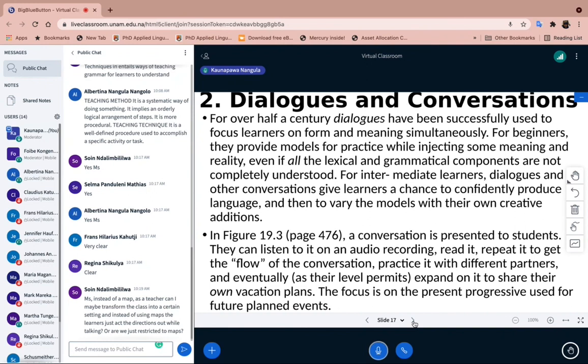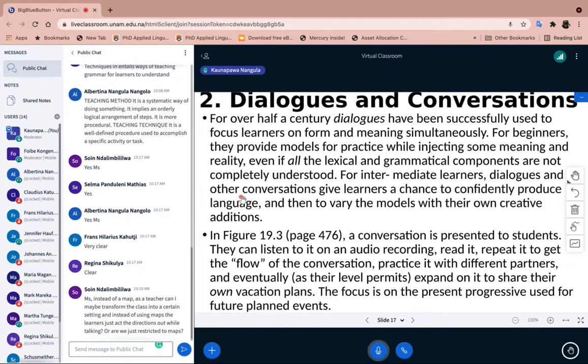And that's just an example. And then for intermediate learners, dialogues and other conversation give learners a chance to confidently produce their language. So intermediate and advanced students can create their own language. They will not depend on you so much to provide them the language. All right. But then when they create their own conversations, they need to use these grammatical or lexical items that you want them to focus on.